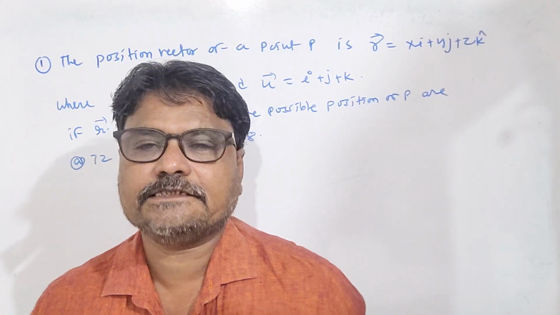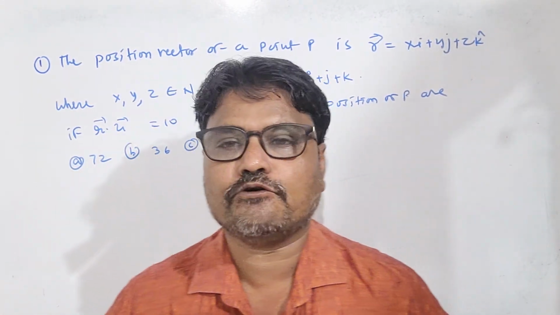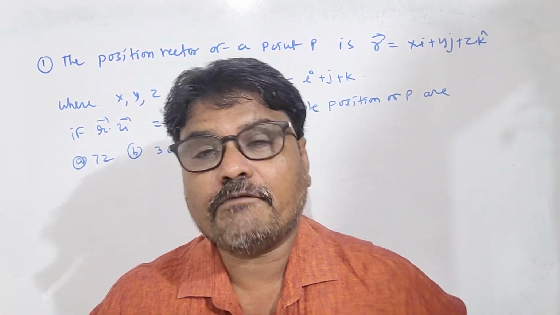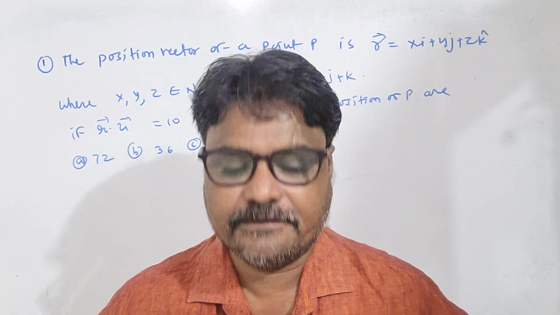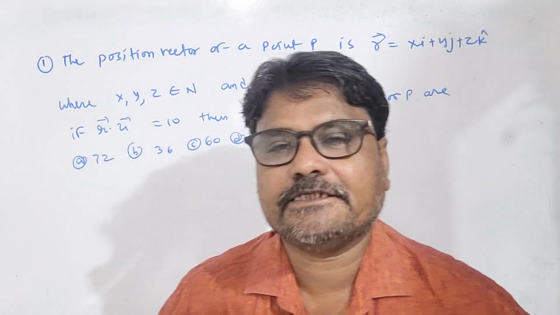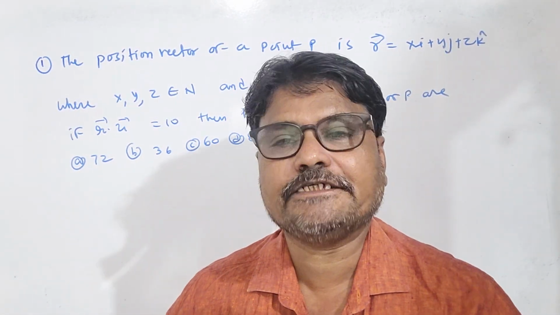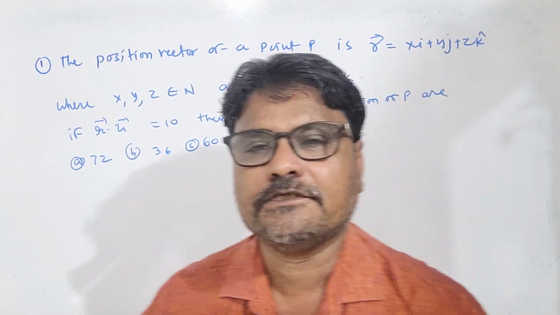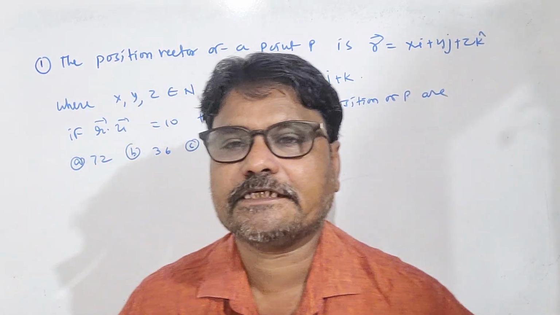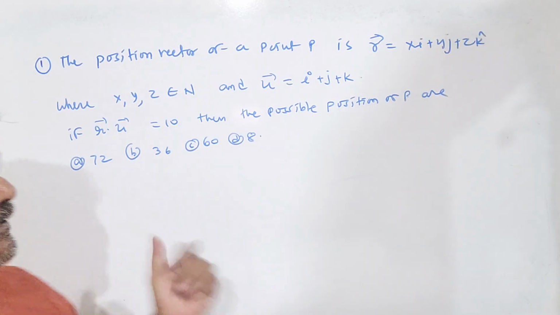Hello everyone. In this video we will see three important questions on the combination of vector and permutation and combination, that is the positive integral solution of the given equation or non-negative integral solution of the given equation. So let's see the first question.